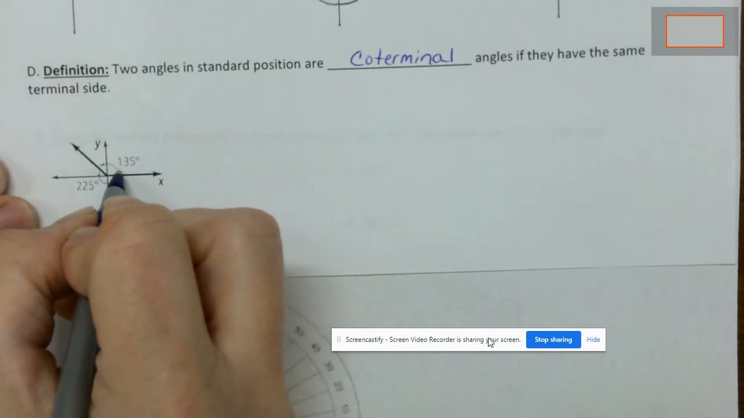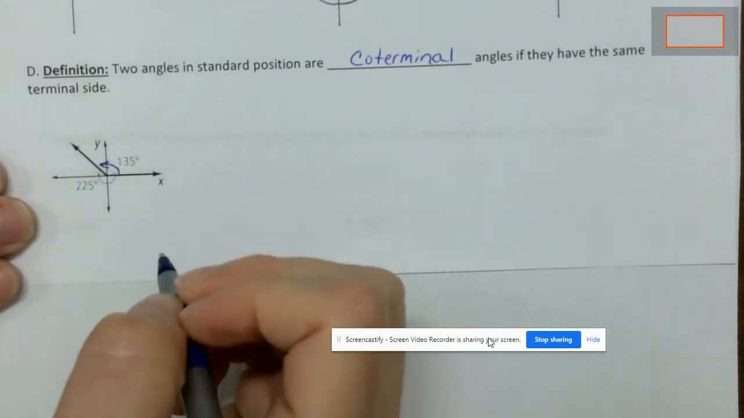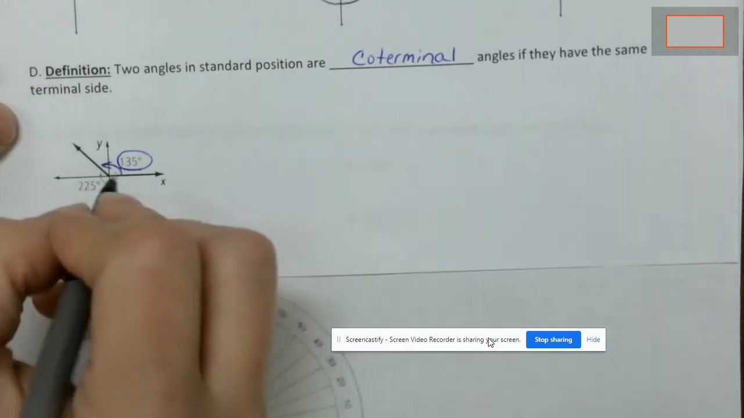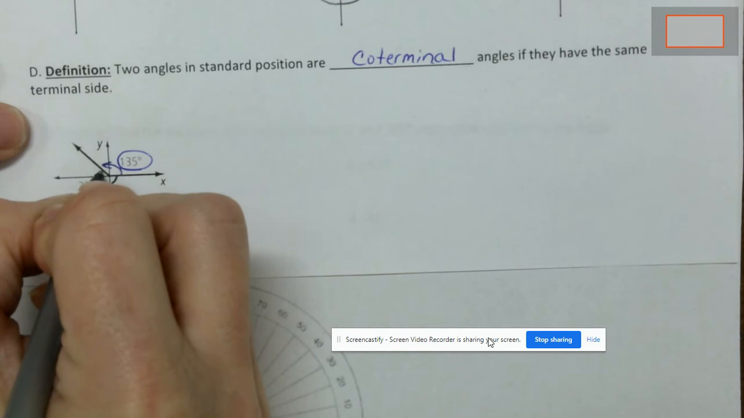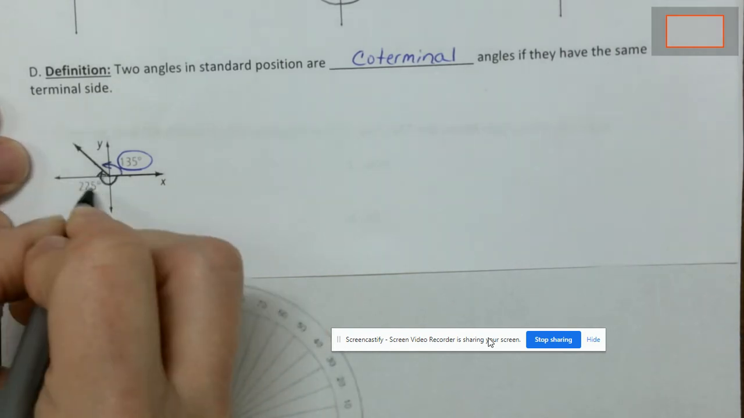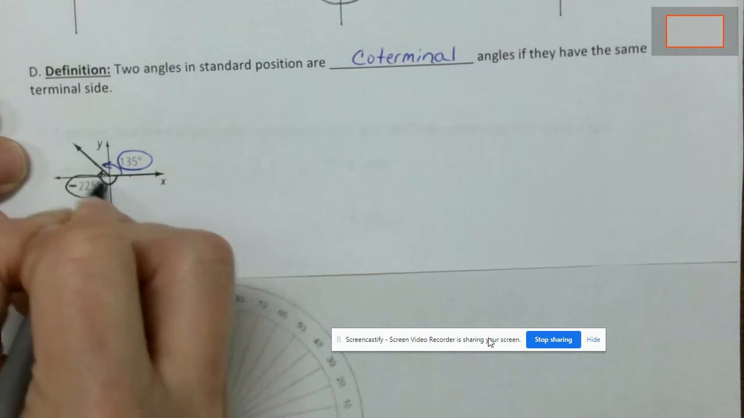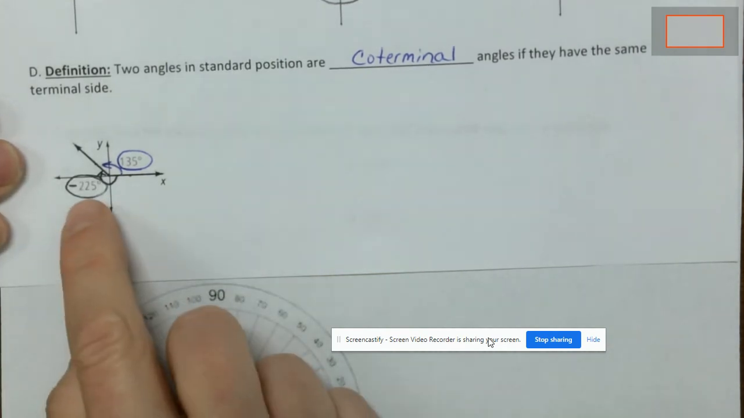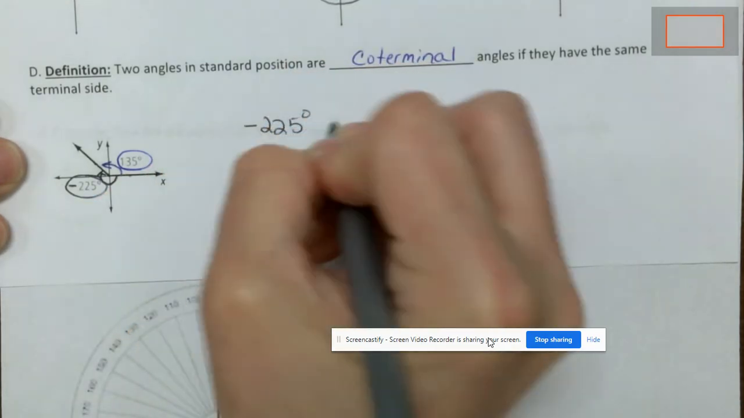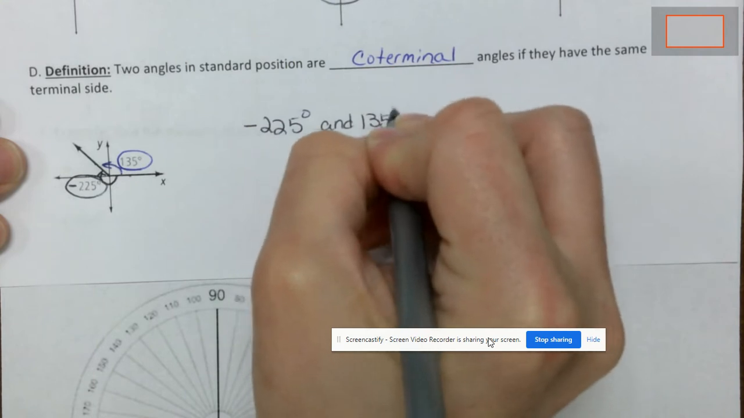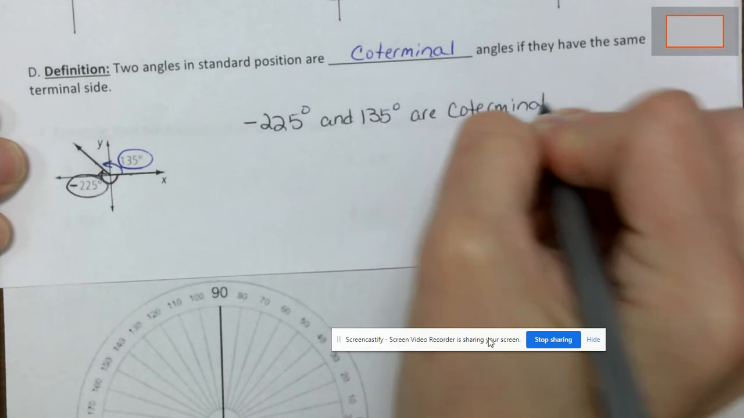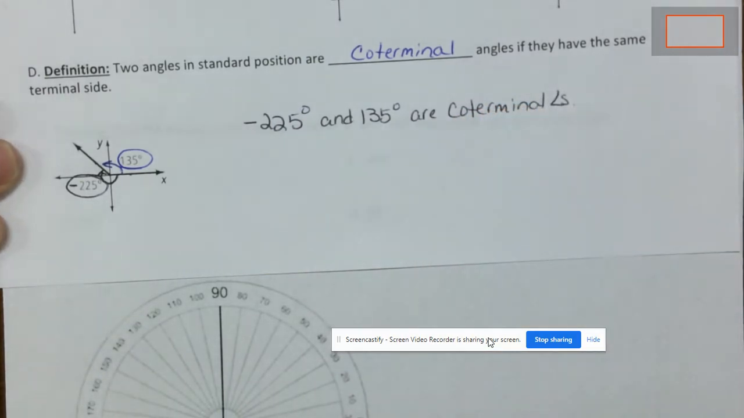So if we have this angle that goes from here to here, and that is 135 degrees, and we have this angle here that goes from the initial side to the terminal side. So they share a terminal side, okay? This one is negative 225 degrees. So we would say that negative 225 degrees and 135 degrees are coterminal angles. We would say they are coterminal angles.